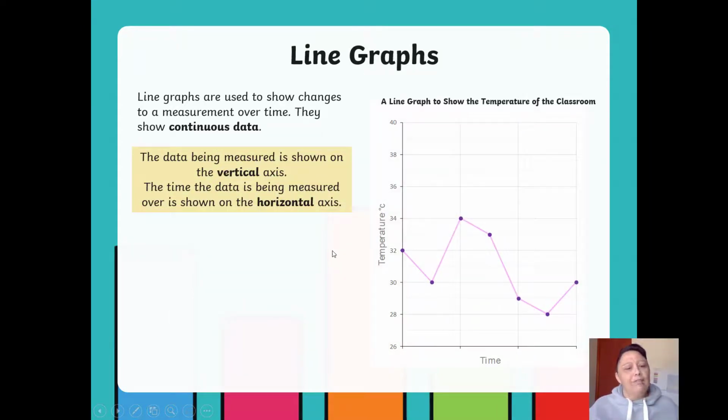Line graphs. Now line graphs are really fun things to do. Line graphs are used to show changes in the measurement over time. They show continuous data. This line graph shows the temperature of the classroom through the day. It started off on 32 degrees, then someone opened a door or window and it slightly went down. Then someone closed the door and window, realized and turned the heater up, and it went up to 34 degrees. Now what's missing here is the time allocation, so that's really important to add the time. But the degrees Celsius is running up and down here.